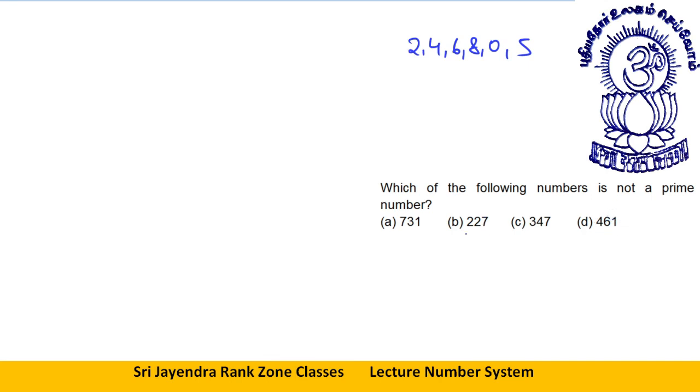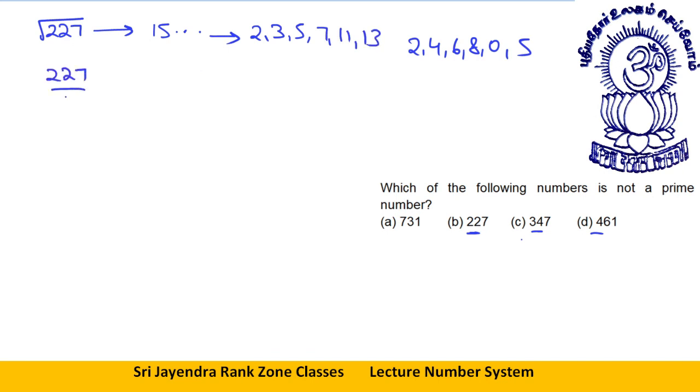Now how will I approach? Let's start with the smallest number, 227. What is the under root of 227? The under root of 227 is 15 point something. So I will divide this number by 2, 3, 5, 7, 11 and 13. Let's divide 227 by 11.